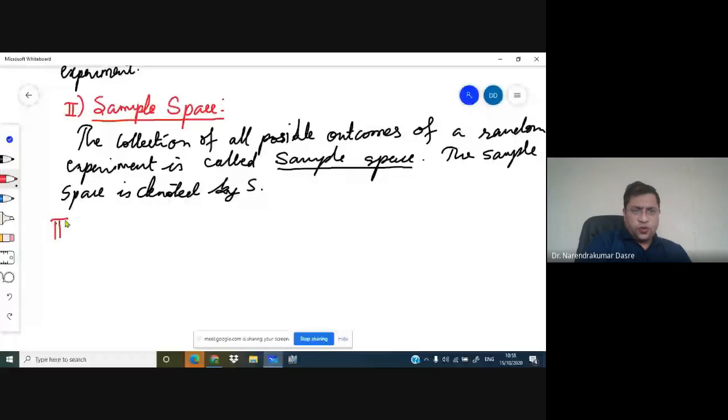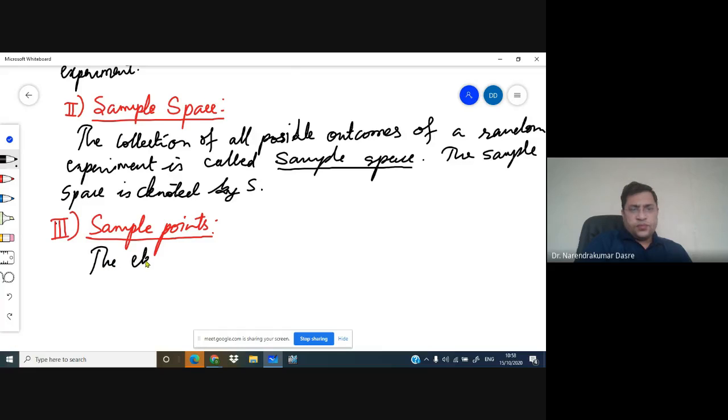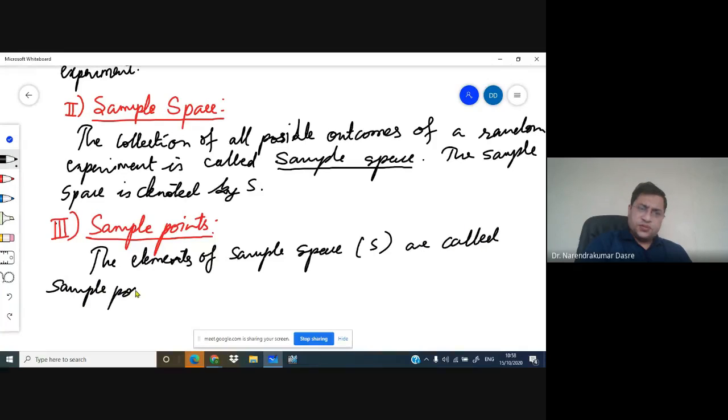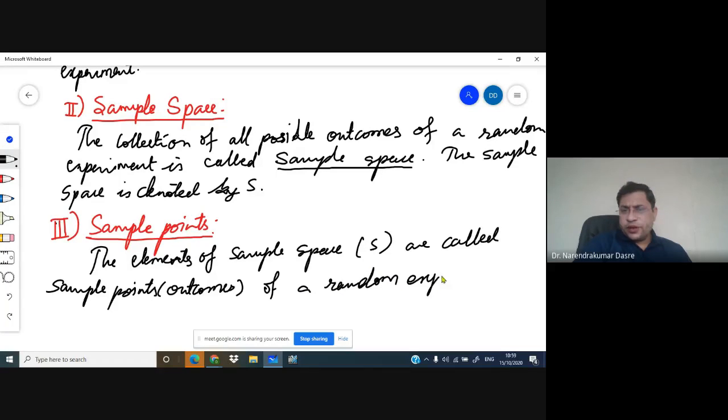And what are these outcomes called? We have sample points. The elements of the sample space are called sample points. The elements of sample space S are called sample points, or these are nothing but outcomes of a random experiment. So we have the sample space, and we have the sample point.